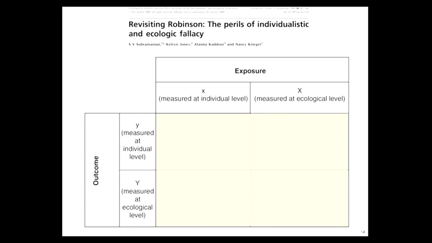So that's this exposure: the small x is an exposure measured at the individual level, capital X at the place level, and a small y is an outcome measured at the individual level, and a capital Y an outcome measured at the ecological level. So the traditional risk factor study is correlating some individual-level outcome to some individual-level risk factor by ignoring the ecology of any form.